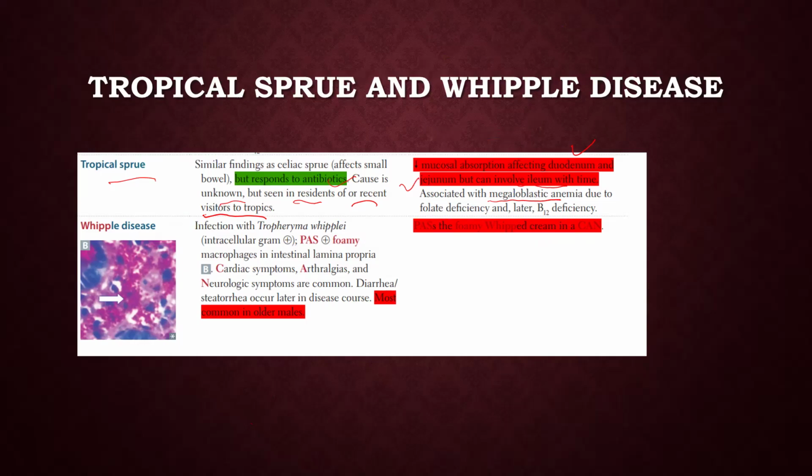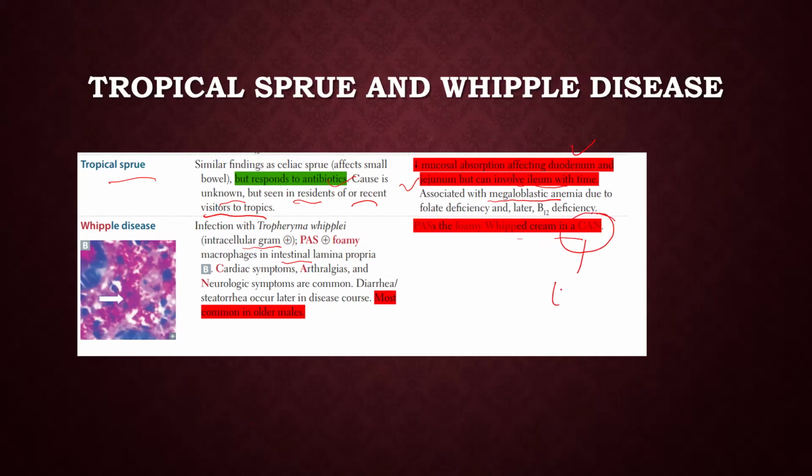Last is Whipple disease, which is super high yield. It is an infection with Tropheryma whippelii, an intracellular gram-positive organism. PAS-positive foamy macrophages are seen in the intestinal lamina propria. So, PAS foamy whipped cream in a CAN. This is a very high yield mnemonic.